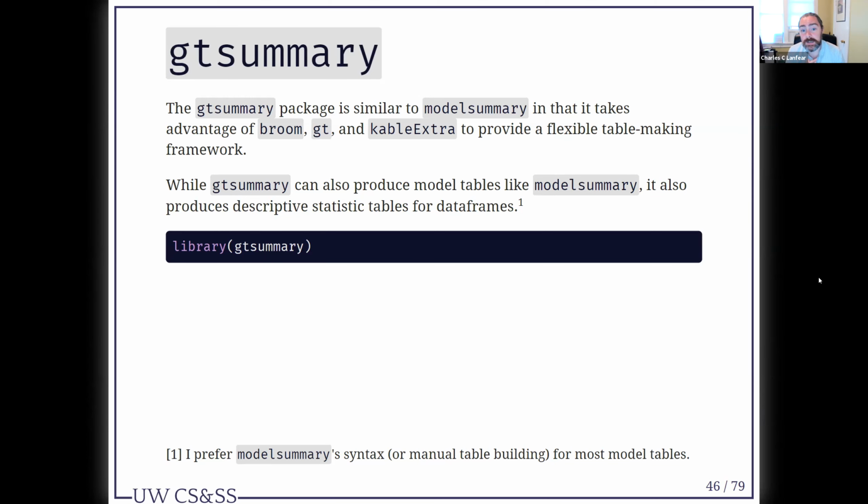The thing I use GT Summary for is making descriptive statistic tables for data frames. GT Summary can take model inputs and make model tables, but I don't like the style of its model tables as much as Model Summary's. So I'm going to show it for descriptive statistics here, though you could theoretically use GT Summary for everything.